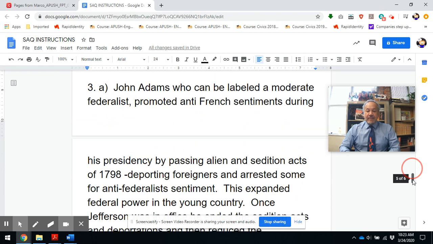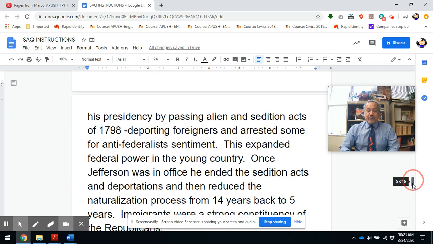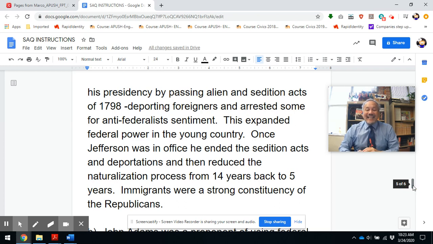3A. John Adams, who can be labeled as a moderate Federalist, we know this. He wasn't a strong one. Washington never considered himself part of a party. Adams promoted anti-French sentiments during his presidency by passing the Alien and Sedition Acts of 1798. I have dates in here, but again, you don't have to have dates in here. You just have to know what happened under Adams that would represent Federalist power.